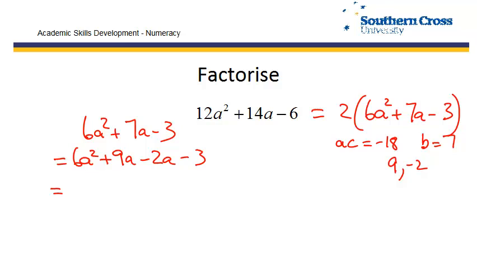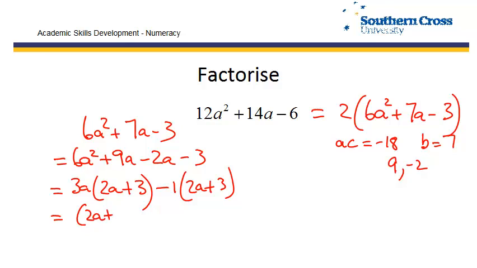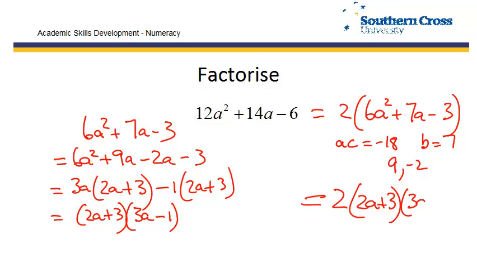Common factor with the first two is 3a outside of 2a plus 3. Subtract 1, a lot of 2a plus 3 is equal to, our grouping factor is 2a plus 3 and our other factor is 3a take 1. Now remember our common factor of 2, so what I might do is just write that. The final answer is 2 multiplied by 2a plus 3, 3a take 1.